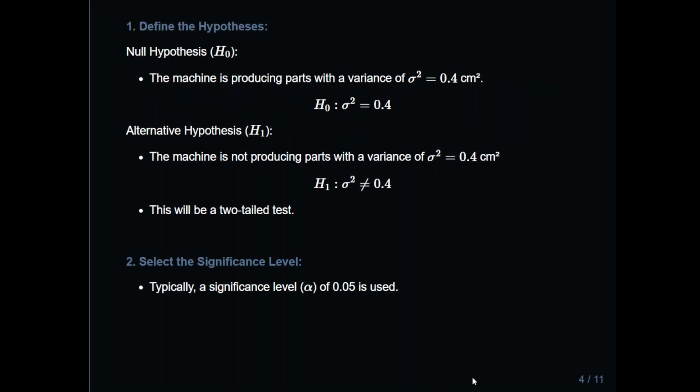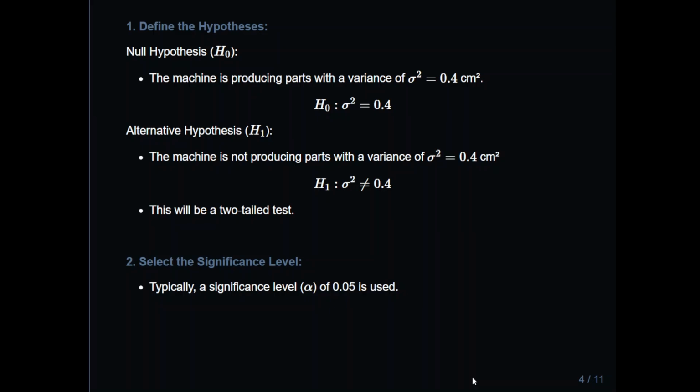The first step is to find the null and alternative hypotheses. The null hypothesis H0: the machine is producing parts with the correct variance of sigma squared equals 0.4 centimeters squared. So H0: sigma squared equals 0.4. The alternative hypothesis H1: the machine is not producing parts with a variance of sigma squared equals 0.4 centimeters squared.